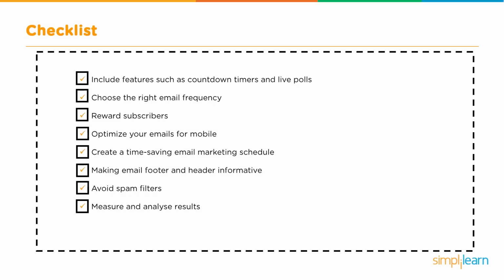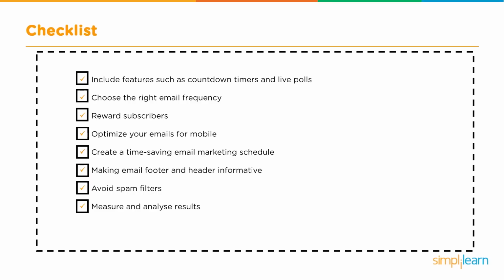Choose the right email frequency. Don't be sending emails three or four times a week. Once a week is probably as much as you want to go, depending on what it is. If somebody purchases something, then you probably want to send an email thanking them for the purchase, another one letting you know the product has been shipped, and another one with thank you, the product has been received.